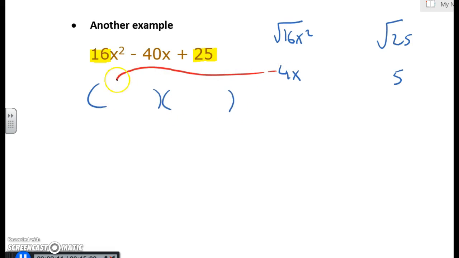I'm just going to place each of those answers here, 4x, and then plus 5, plus 5. Again, double check your answer. I didn't expand this one right from the beginning, so I will check this one. So I will FOIL this, and let's see what happens.